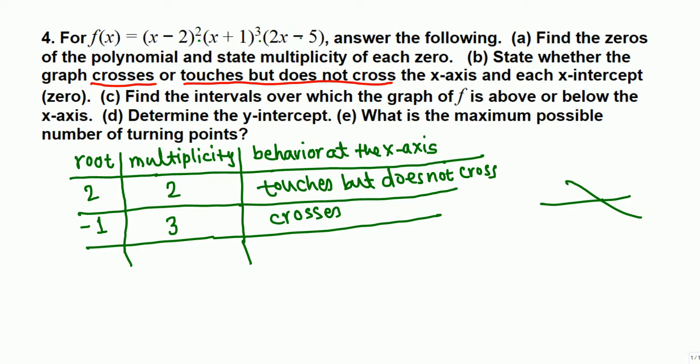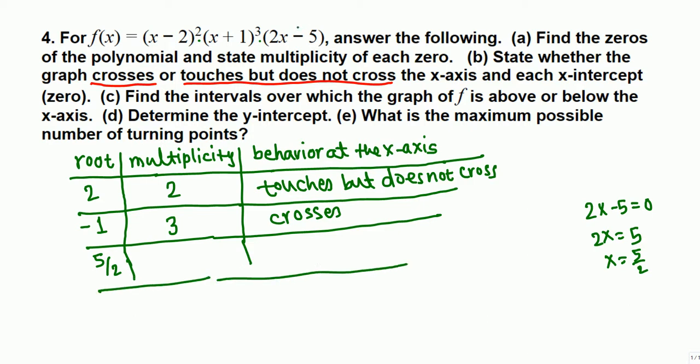And the third, 2x minus 5. So we need to find the x value for which 2x minus 5 becomes 0. So let's try over here. 2x minus 5 equals 0; move 5 over and solve for x. So 2x equals 5, divide by 2, 5 halves. So the root, or the zero, is 5 halves. Okay, and the power, there is nothing, means 1. So the multiplicity is 1. So it's like 3: odd multiplicity, that means the graph crosses the x-axis.